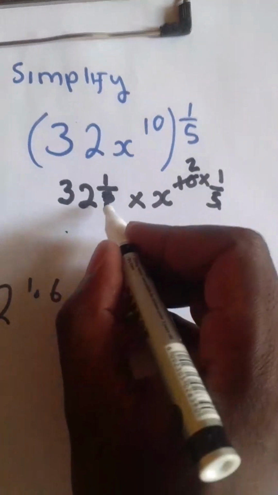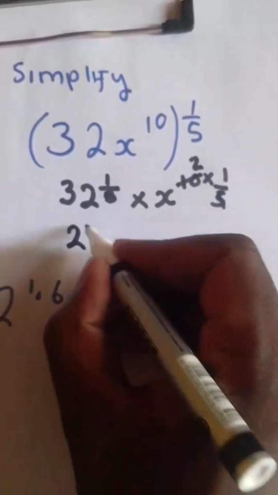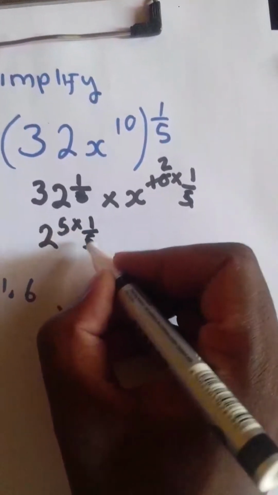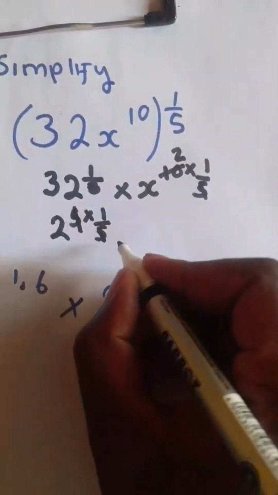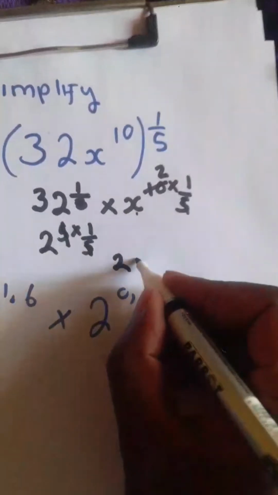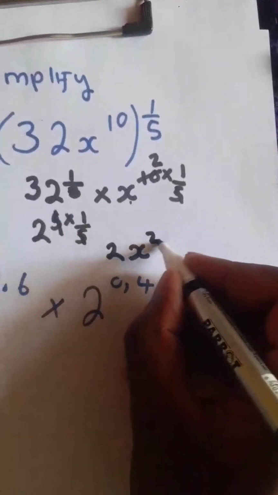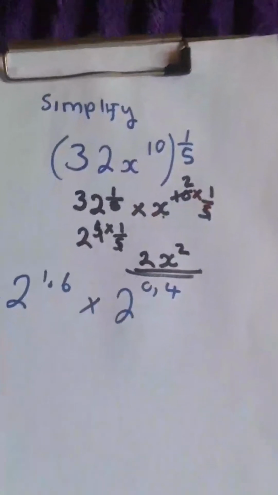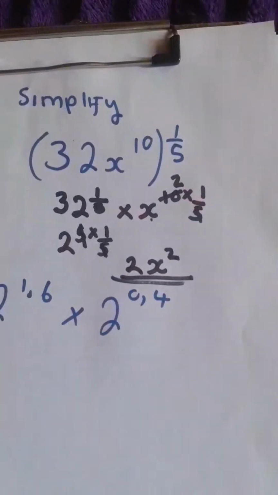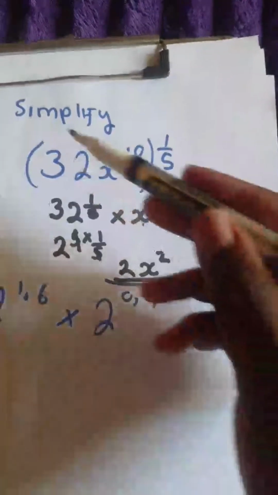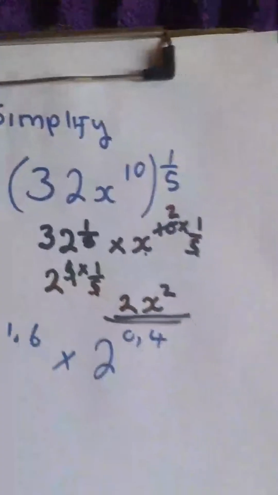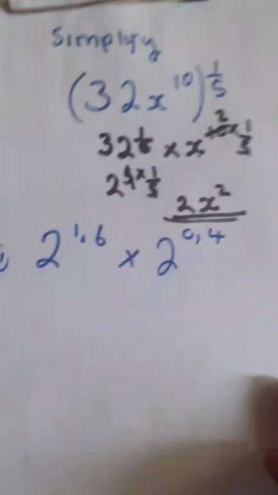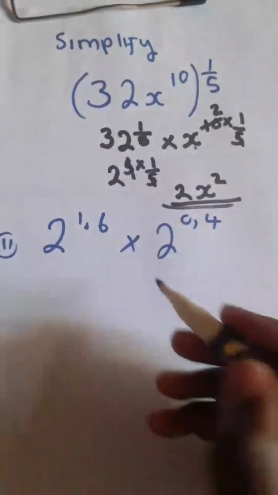32 is the same as 2 raised to the power of 5, times 1 over 5. So the 5 and 5 cancel. We are left with 2x raised to the power of 2. That's our final answer, guys. That's our final answer for 32x raised to the power of 10, all raised to the power of 1 over 5. All right, any questions on this one? Okay, let's go to the other one.